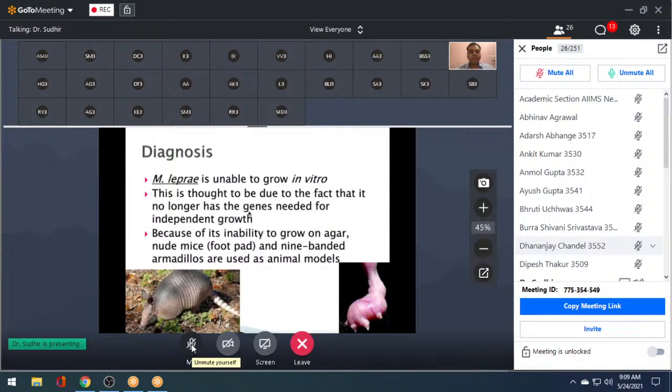This is thought to be due to the fact that Mycobacterium leprae no longer has the genes needed for independent growth. Because of the inability to grow on agar, nude mice are used. Nude mice means they are devoid of hair. And 9-banded armadillos, this creature is called an armadillo, and it has 9 bands on its back. You can see these bands. These are used for culturing Mycobacterium leprae organisms. These are the animal models available.